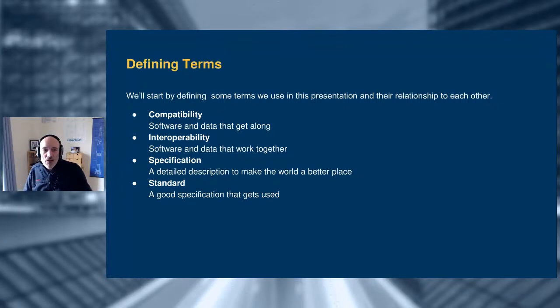So in short, we look at compatibility as software and data that can get along. They don't necessarily interoperate. They don't work together, but they won't break each other. Interoperability gives us software and data that work together. We'll look briefly at specifications and how they provide for compatibility and interoperability, and then finally a standard, which I just view as a specification that actually gets used.